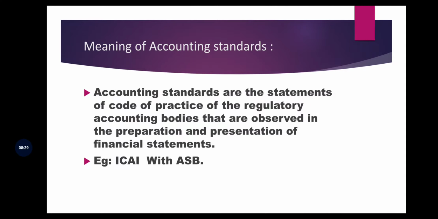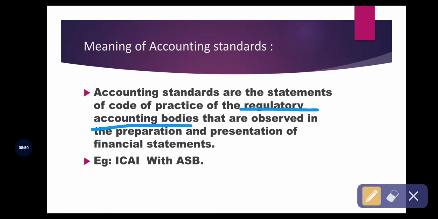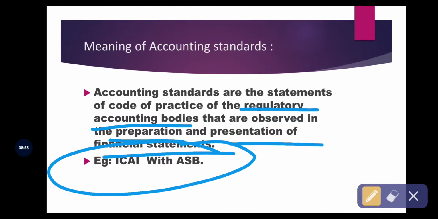So let's revise the meaning of accounting standards. Accounting standards are statements. I told you these are written statements, a code of practice, a code of conduct, a set of rules and regulations. Who prepares these rules and regulations? They are prepared by a regulatory authority, these regulatory accounting bodies, and are observed in the preparation and presentation of the financial statements. So who are these regulatory authorities? I already told you, the Institute of Chartered Accountants of India with the Accounting Standards Board.